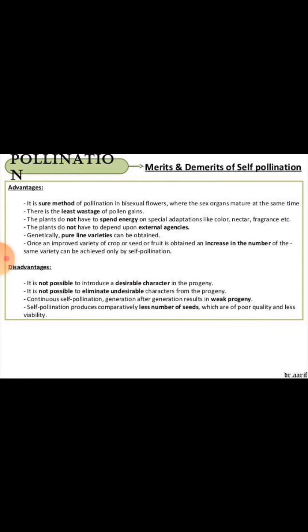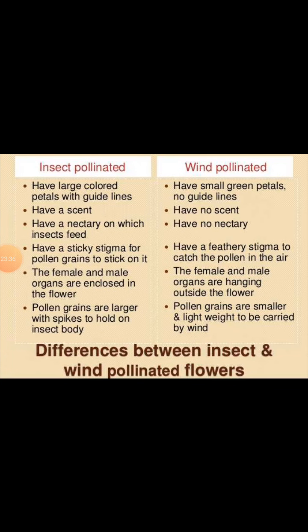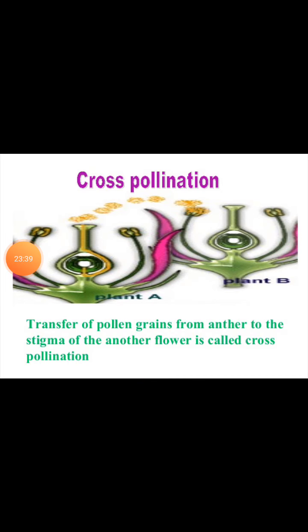Next, we see the advantages of cross-pollination. Cross-pollination always results in healthier offspring. The germination capacity is much better, and plants adapt well to the environment in nature. But there are disadvantages. It depends on external agencies, so the process is uncertain. Various devices have been adapted. An attractive pollination agent is needed.